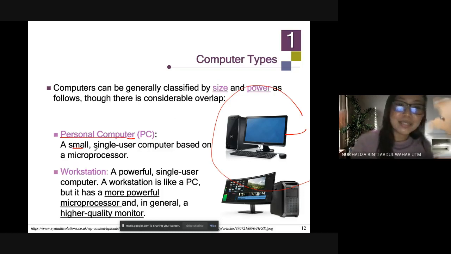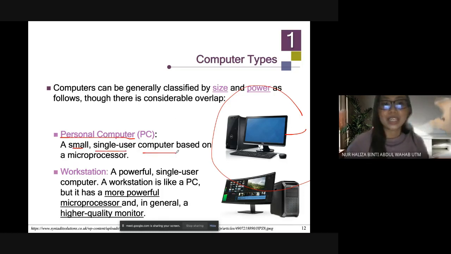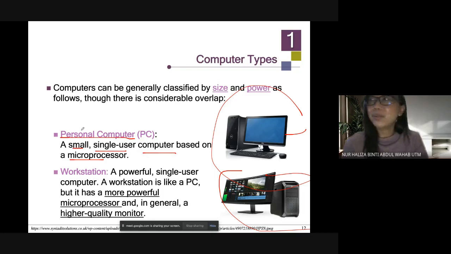So this is a small single-user computer which is based on a microprocessor. You need to know. Later, don't be stuck when shown a picture and asked, what is this? Don't answer, this is a computer. Everybody knows it is a computer, but in scientific terms, you need to know this is a personal computer. So in an interview, when people ask several students, what is this?